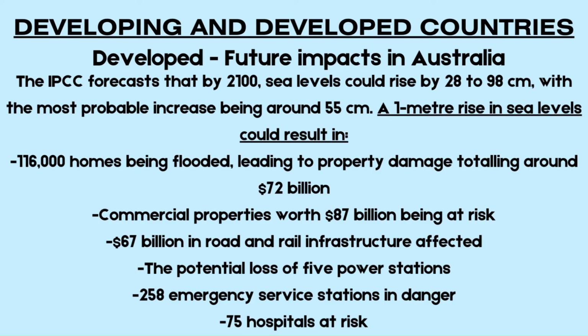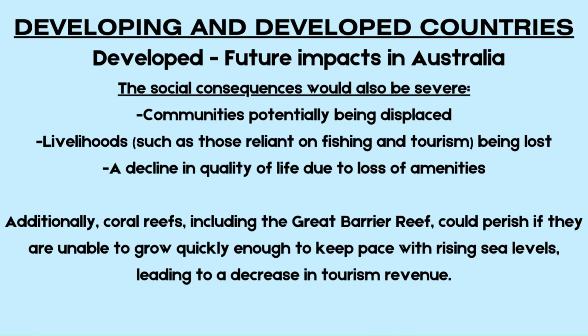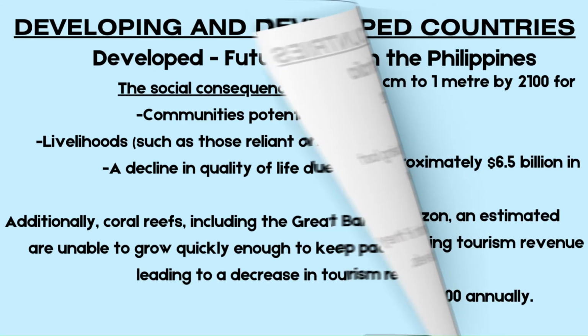258 emergency service stations would be in danger and 75 hospitals at risk. Finally, 44 water and sewage treatment plants could be threatened. There would also be severe social consequences. These include the potential displacement of communities, livelihoods being lost, and a decline in the quality of life due to the loss of amenities. Additionally, coral reefs, including the Great Barrier Reef, could perish if they are unable to grow quickly enough to keep pace with rising sea levels, leading to a decrease in tourism revenue.